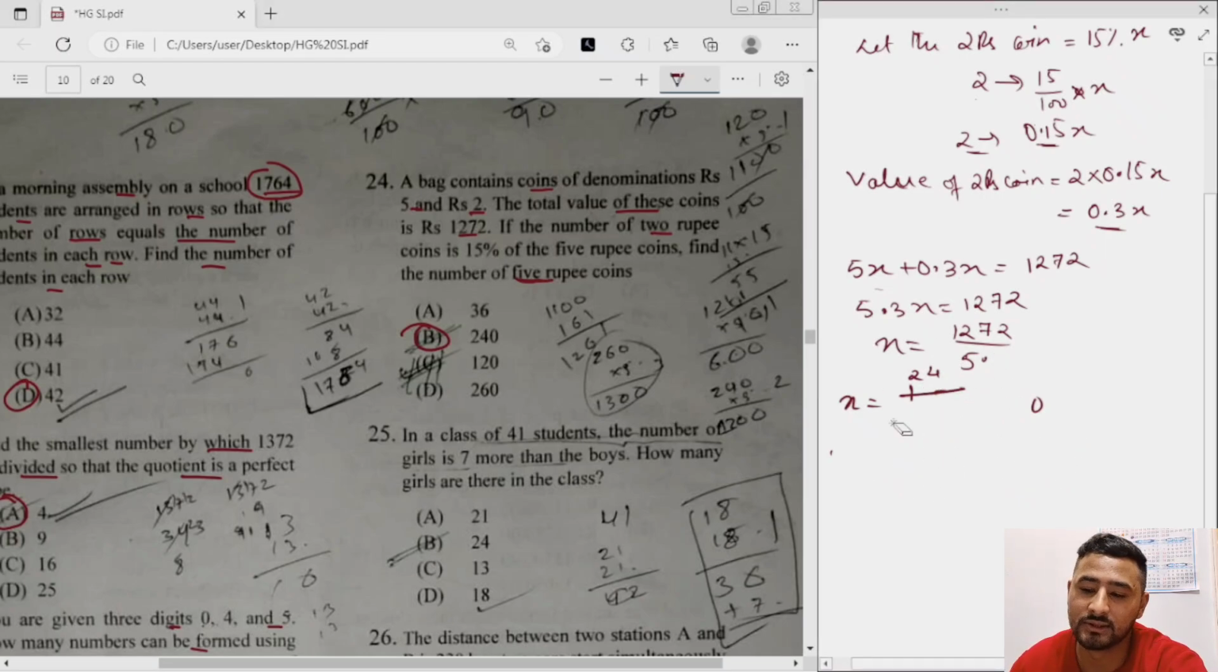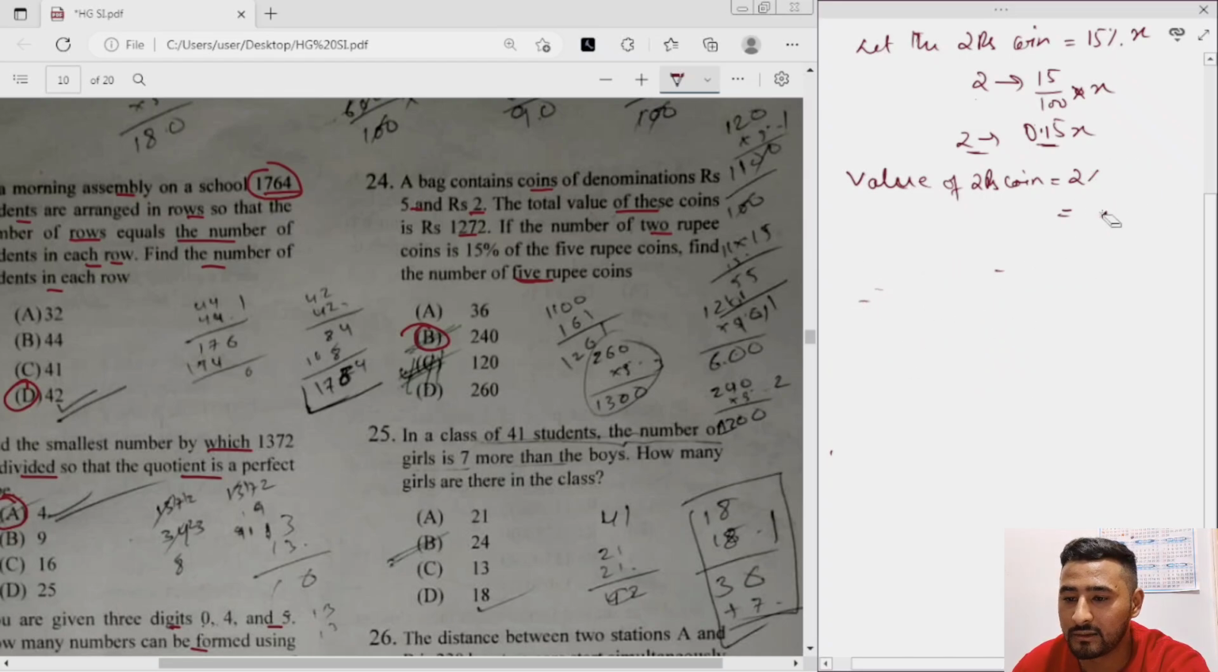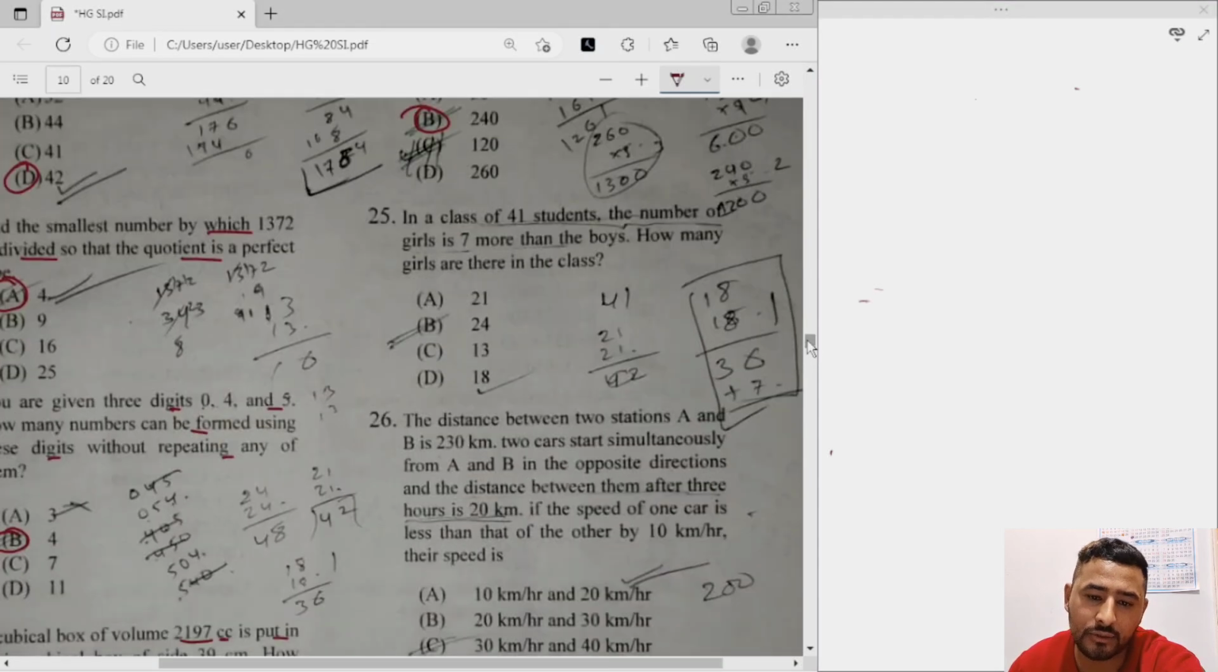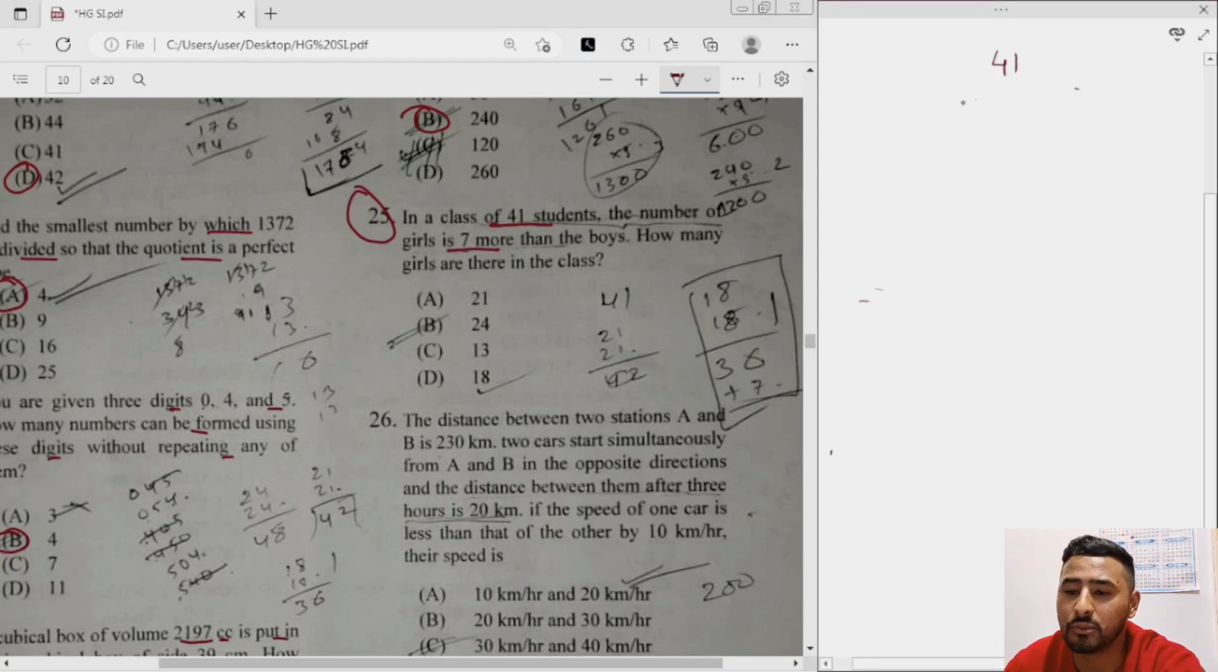Okay, let's go to the next question, question number 25. Let me just rub this a bit. We have only a few questions left from mathematics, then we'll go to science. In a class of 41 students, the number of girls is 7 more than boys. Total is 41. If the girls are x, boys will be x minus 7, right? Clear?